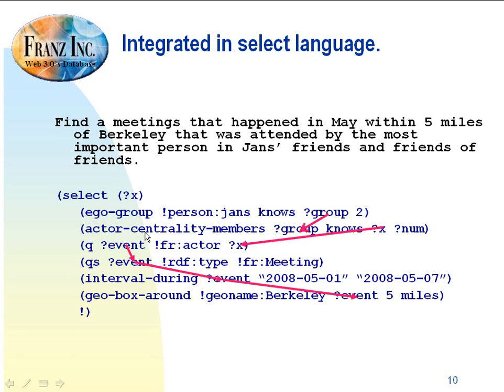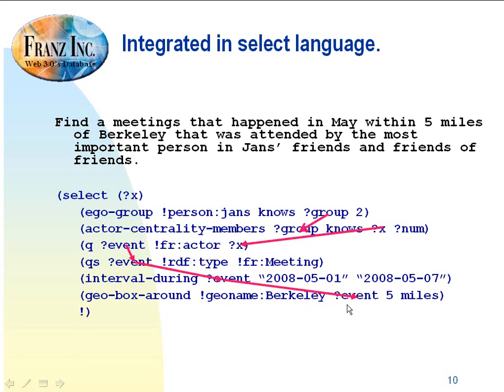Then we have another functor that says, okay, well, find every person X within this group and start with the most important person in that group, according to this statistic called actor centrality. And then for every X that you find, all the events that I have about this X in the database. And then for every one of these events, only find the ones that are meetings that actually happened between these 2 dates. And then also find only those meetings that happened within Berkeley, within 5 miles.